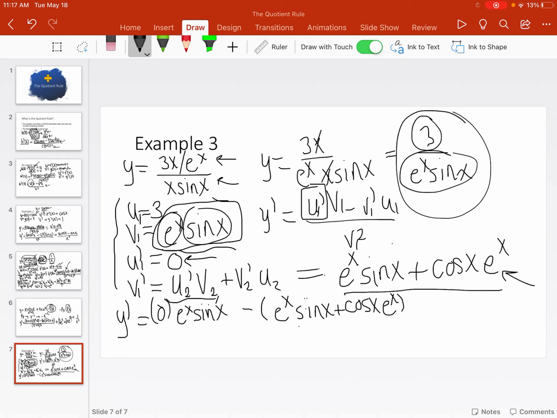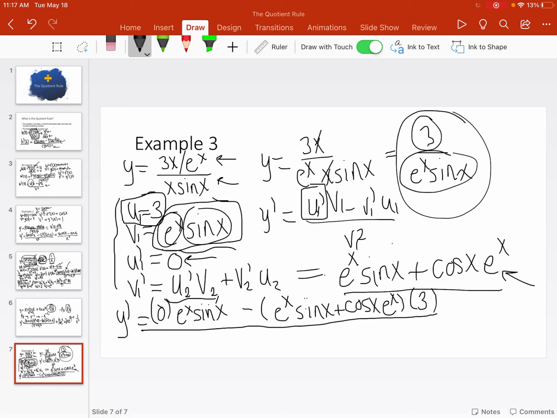What's u1? Well, u1 is just 3. Don't forget that. People tend to forget some of the little things, and you don't want to lose half marks and get the wrong answer because you missed writing down the 3. So you want to make sure you put every piece of the puzzle in there. So this is all divided by, draw that line again, all divided by what? It's divided by v1 squared.